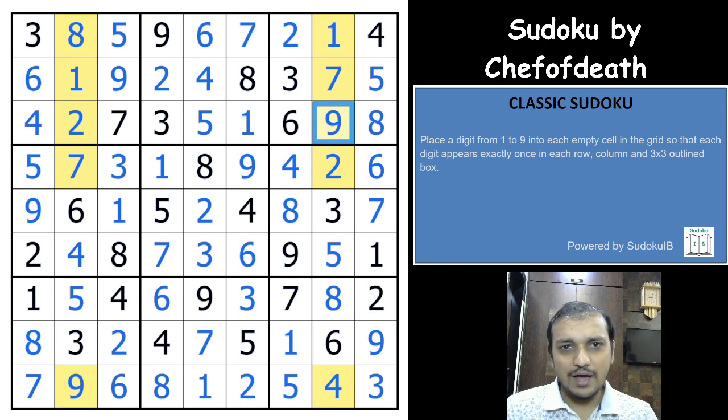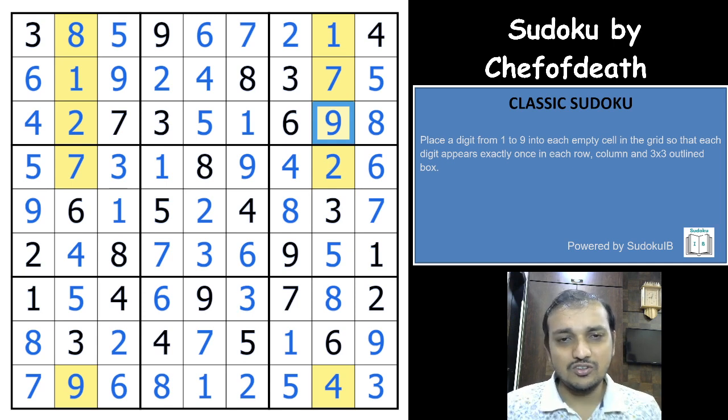So this is how actually a classic Sudoku with advanced techniques would have to be, because that way you will be able to learn those techniques and apply it very easily in the grids, right? So I really enjoyed this Sudoku. Thanks a lot to the author for such a wonderful Sudoku. It was really amazing. I hope you enjoyed this Sudoku.